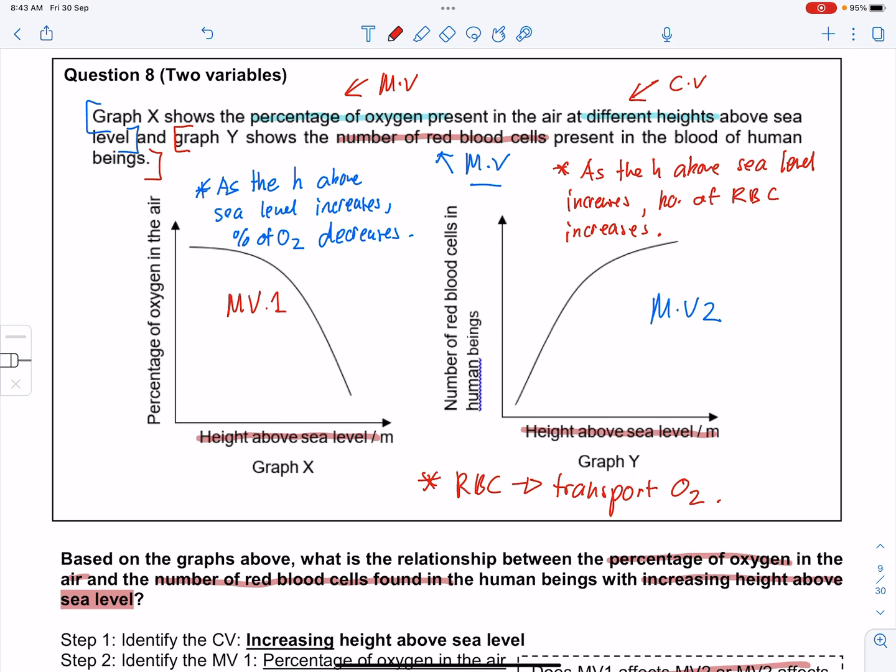Right? So to compensate for that, that's why as you go higher up, you will see that there is an increasing trend of production of red blood cells. This is to compensate for the decreasing trend of oxygen. More red blood cells to transport more oxygen because oxygen in the air is actually decreasing.